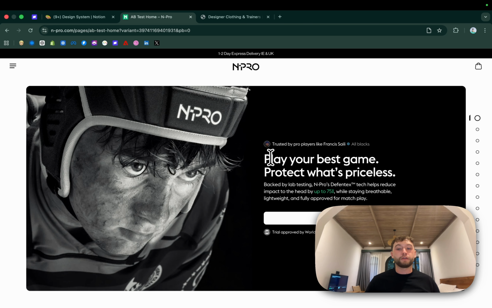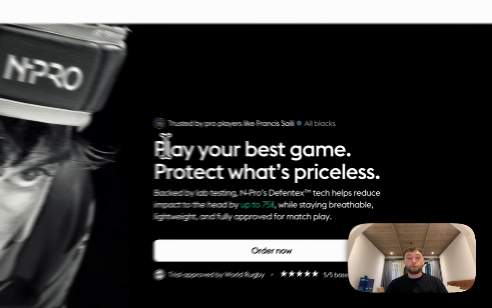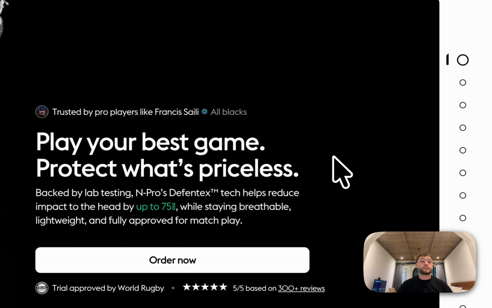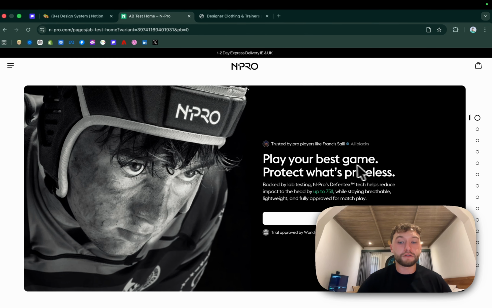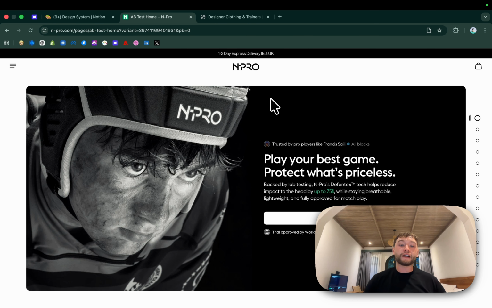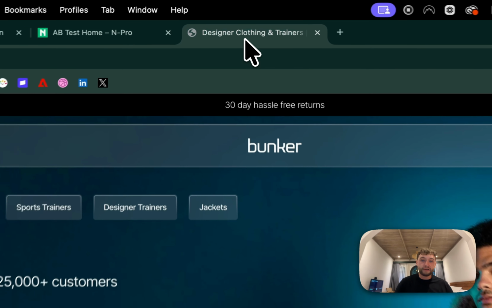So we're describing two very clear outcomes, because there are a lot of features built into this head guard. It's very easy to hear and it's very comfortable, so it's not going to harm how they play, but it will also protect what's priceless, which is obviously not getting a brain injury. So this one is much more specific and matter of fact, because it's a more problem solving product.